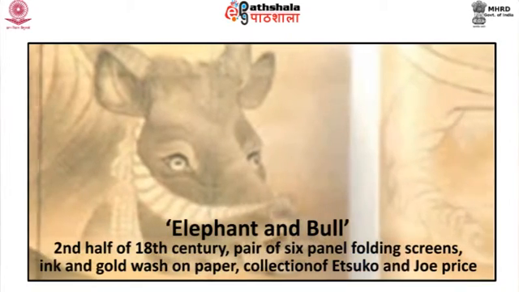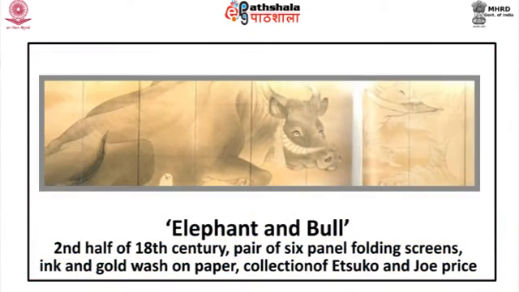Traveling through Kumano, Rosetsu, Elephant and Bull, second half of 18th century, is a pair of 6-panel folding screens, ink and gold wash on paper, collection of Itsuko and Joe Price. It is a beautiful painting.